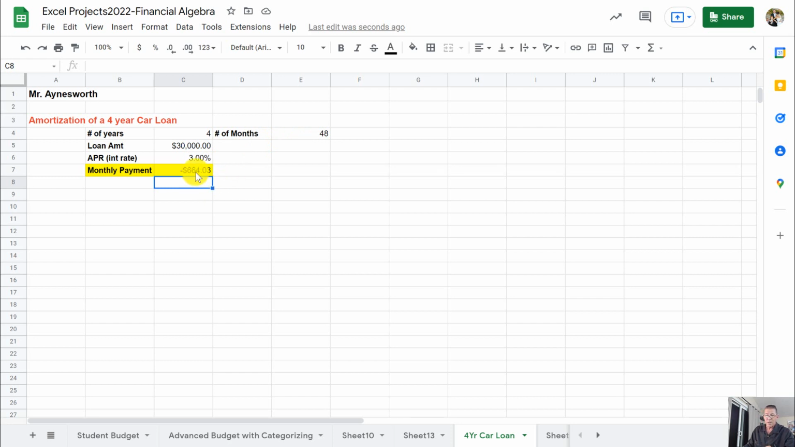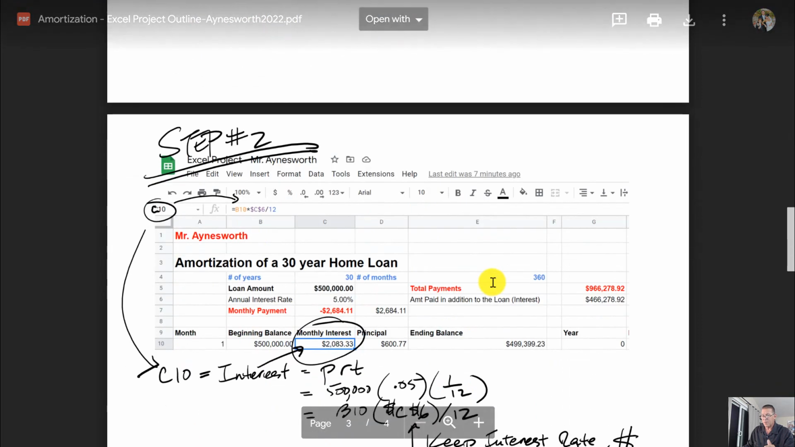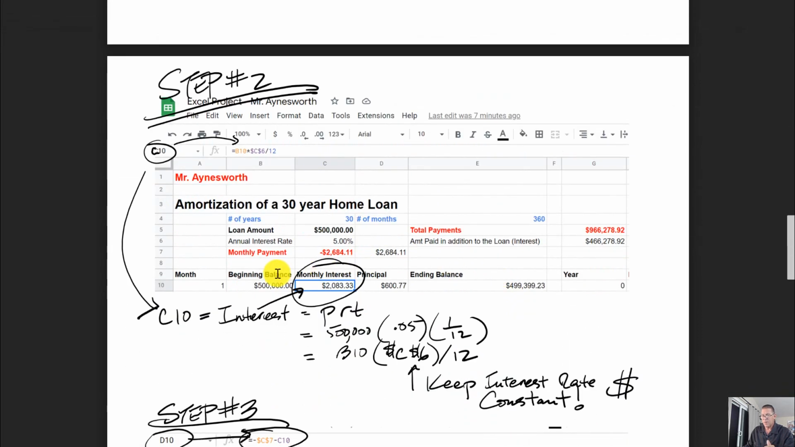All right, now to figure out where your money goes, because part of that money goes to interest, part of it goes to principal, and to figure out the flow of your money over the course of 48 months, we need to do the following. Okay, so let's go back to our steps, and let's go to step 2. What we need to do is put all these headings in: the month, the beginning balance, monthly interest, principal, ending balance, and so on.